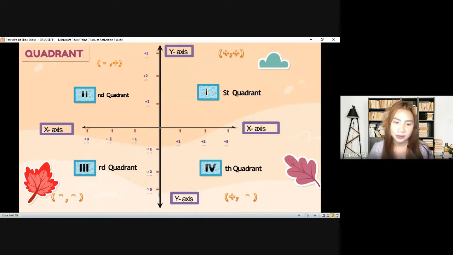Then for the third quadrant, dahil ang x-axis natin is its left part for negative and down part ng y-axis natin is negative, kaya siya naging negative, negative. For the last quadrant, dahil ang x-axis natin is positive, then ang y-axis natin is negative, kaya siya naging positive, negative.